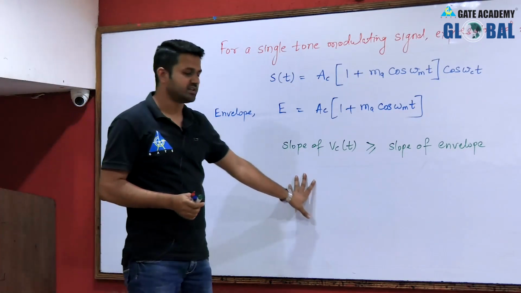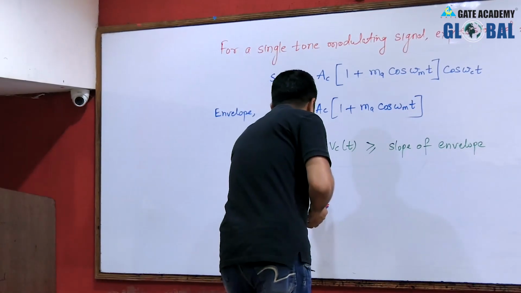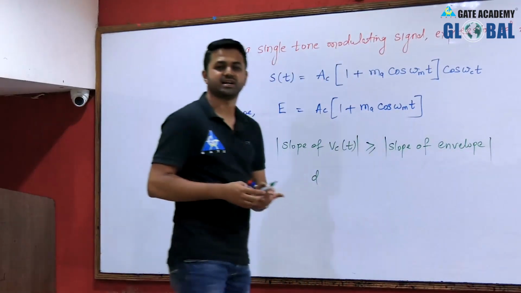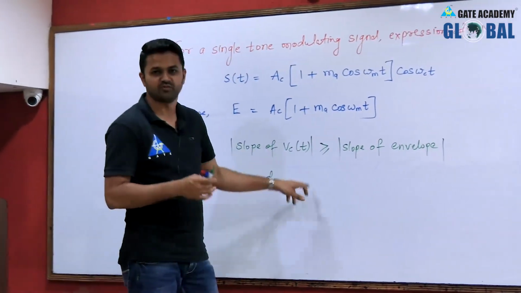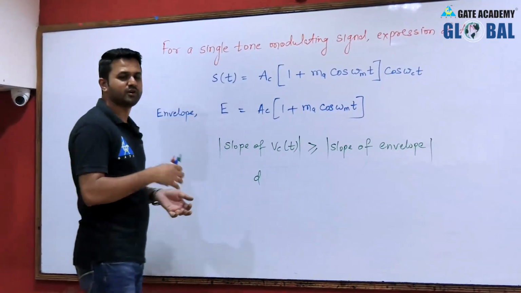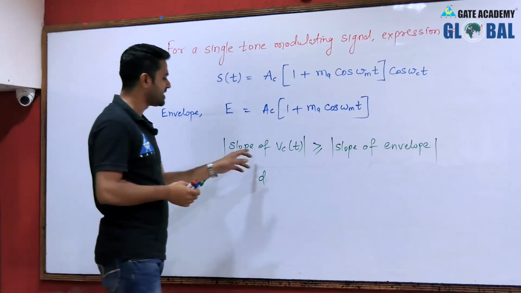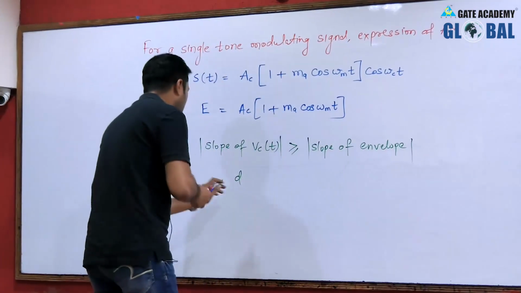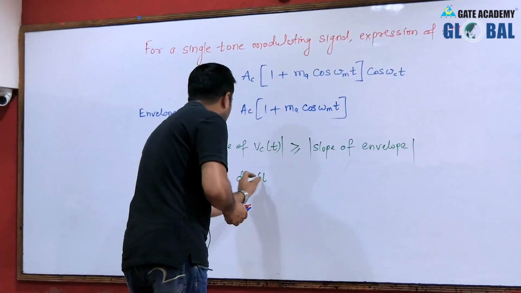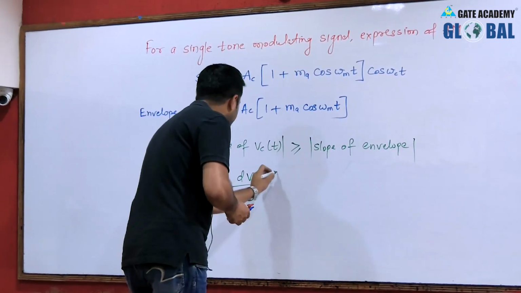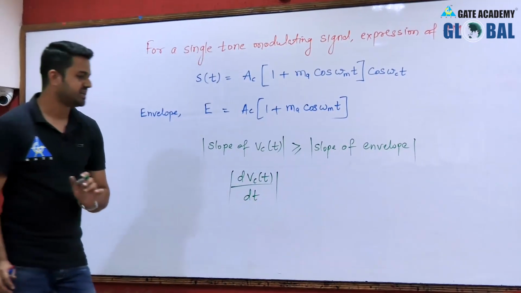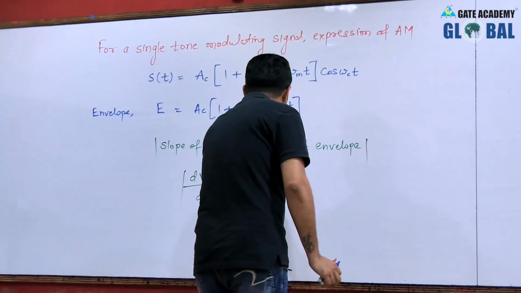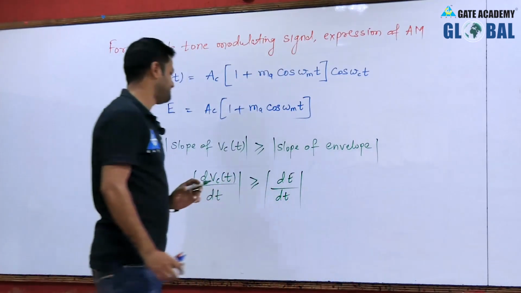So we are making this condition, and according to it, we can write the magnitude of the slope. Actually the condition is for the magnitude of the slope of the capacitor voltage, because everything will be positive, as the diode will work on the positive side only. So the magnitude of the slope of the capacitor voltage should be greater than or equal to the magnitude of the slope of the envelope. To calculate the slope, we differentiate: |dVc(t)/dt| should be greater than or equal to |dE/dt|, where the envelope is denoted by E.